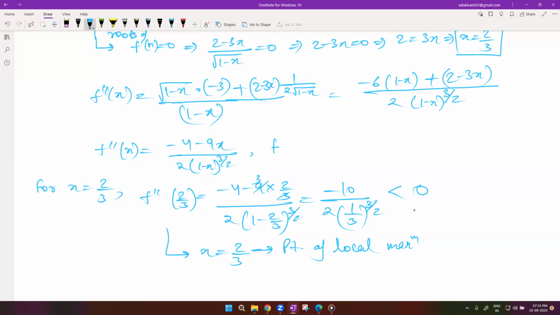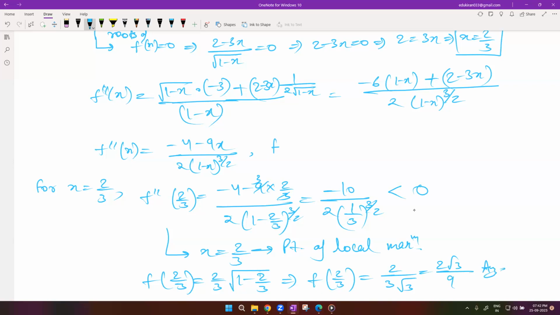And the maximum value would be f(2 by 3), which is 2 by 3 root over (1 minus 2 by 3), x into root 1 minus x, which means that f(2 by 3) would be 2 by 3 root 3. Can be further solved to 2 root 3 by 9. This should be your answer. This is the maximum value, and it occurs at x equals 2 by 3. Right? This should be a correct answer for the first part.